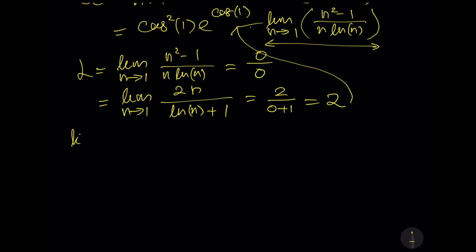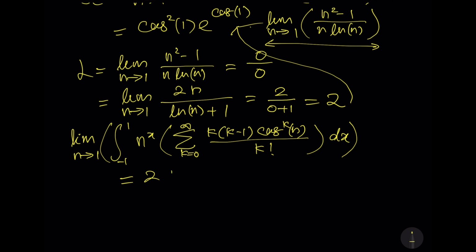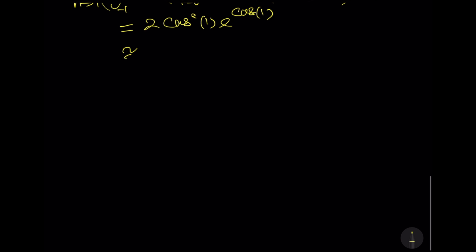That brings us to the conclusion of this video. The final answer of this question is 2 multiply cosine square 1 multiply e power cosine 1, which is approximately equals to 1.0022.